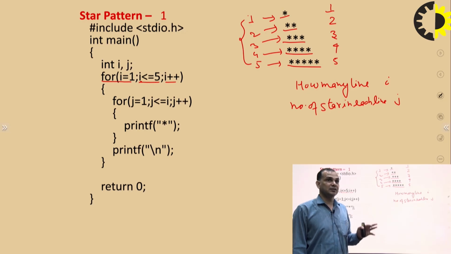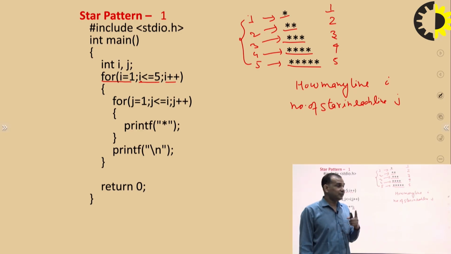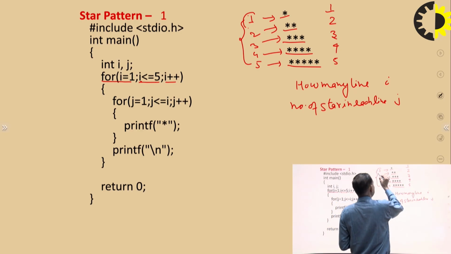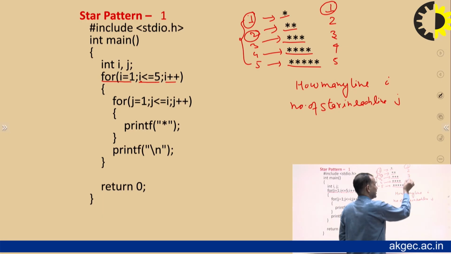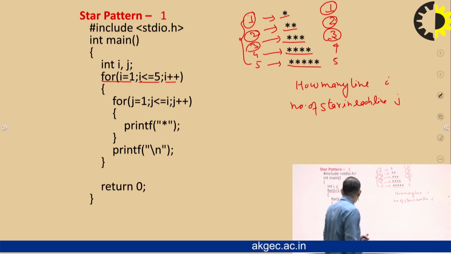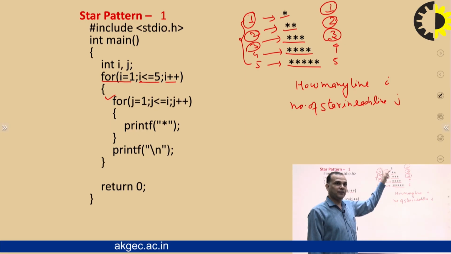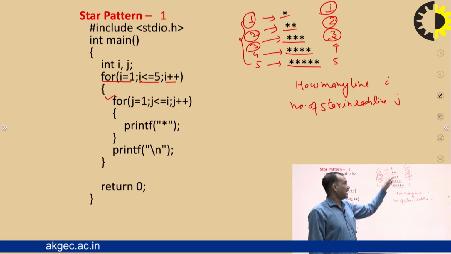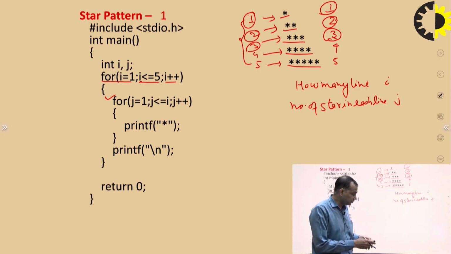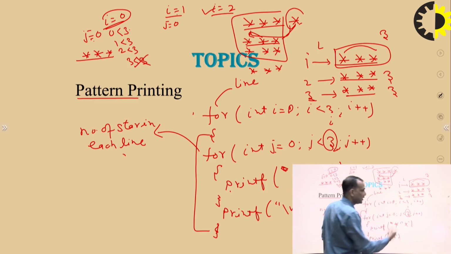So what is the relation? How many times do we have to apply this loop? Basically, if the line number is 1, the number of stars is 1. If the line number is 2, the number of stars is 2, and if the line number is 3, the number of stars is 3. So the j loop that we run inside depends on how many times it runs, that is, on the value of i. If i equal to 1, print 1 star, i equal to 2, print 2 stars, i equal to 3, print 3 stars. So simply, instead of the fixed number 3 that we applied before, we apply i.